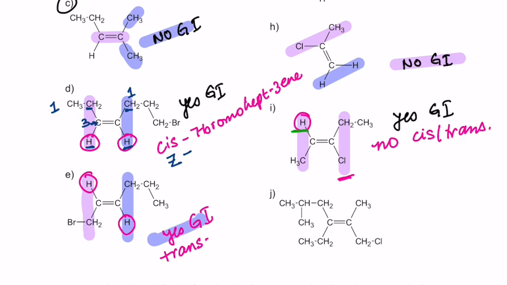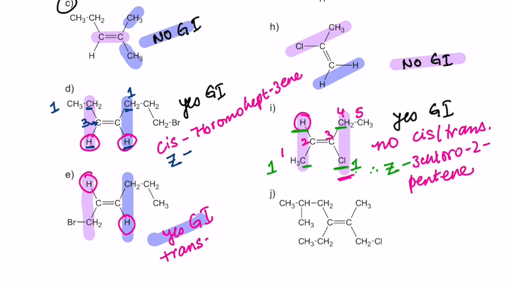So we could look at the mass of this hydrogen and this carbon. The carbon has higher mass, therefore higher priority. But here you're looking at the chlorine and the carbon, and the chlorine has higher mass and hence higher priority. Therefore, this would be Z, and the name would be 1, 2, 3, 4, 5, Z-3-chloro-2-pentene. And lastly, let's look at J.